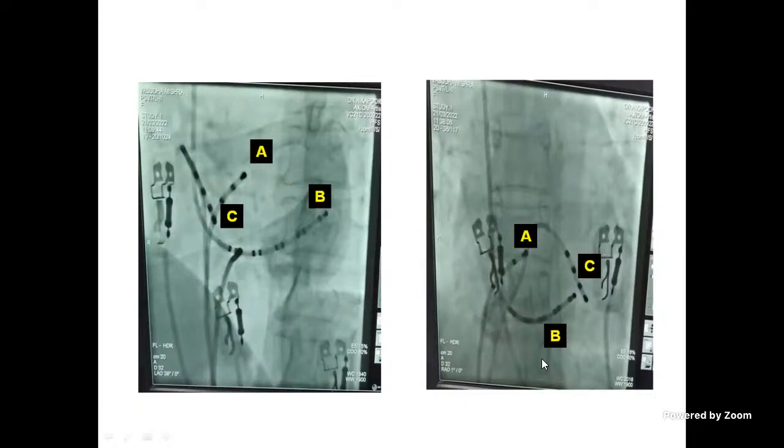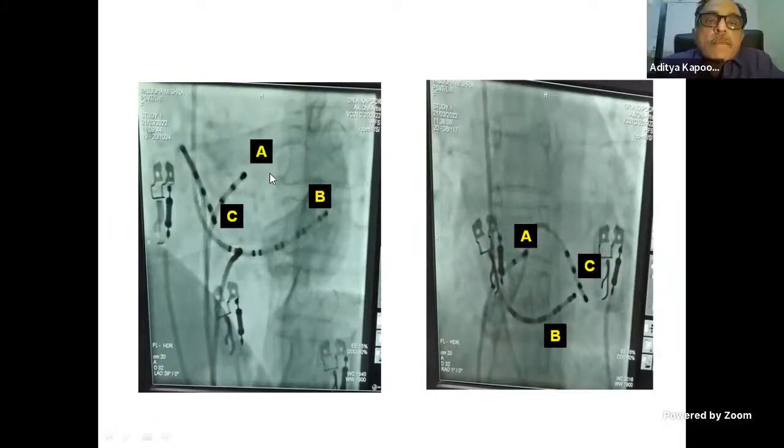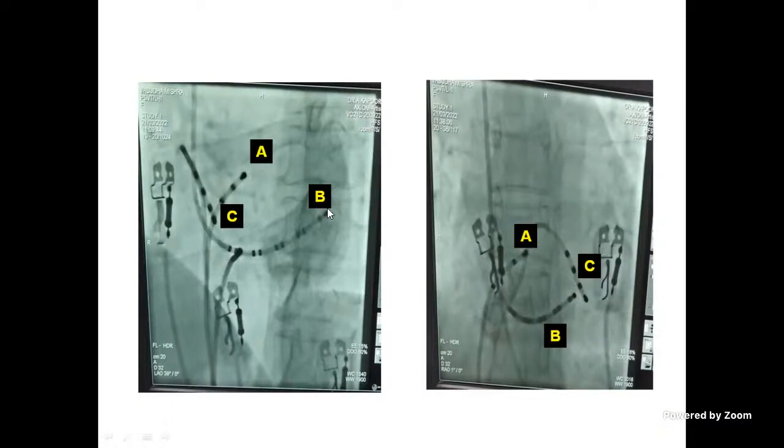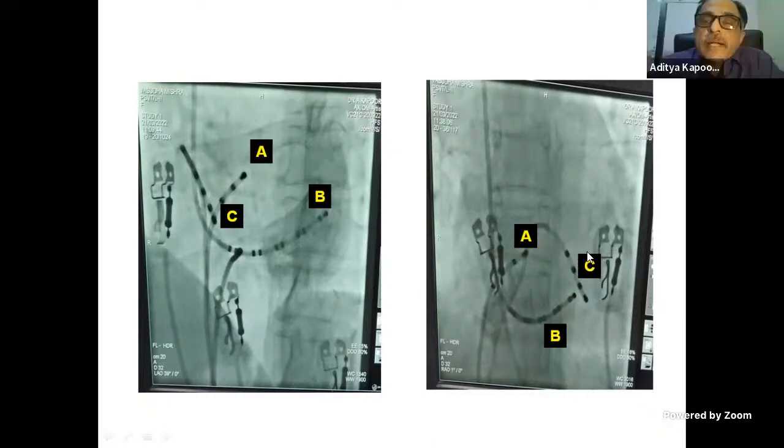Catheter A is for the His bundle activation, catheter B is the coronary sinus decapolar catheter, and catheter C is at the RV apex. Yes, RV apex, so you are right in the AP view. This is how it looks. In the LAO view, the His bundle is at around 12 o'clock, the CS crosses the spine, and that is how we localize. And this is at the RV apex.